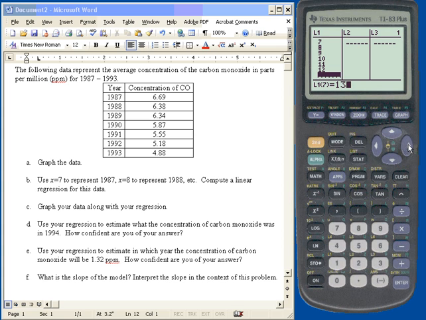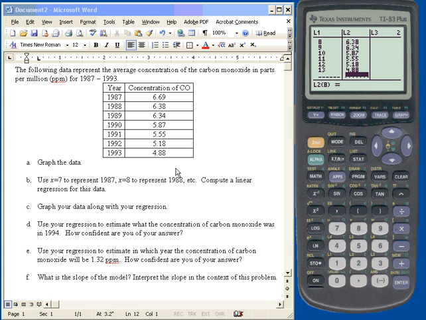And then we move over to L2, and we type in all these numbers: 6.69, 6.38, 6.34, 5.87, 5.55, 5.18, and finally 4.88. So there's all our data typed in.